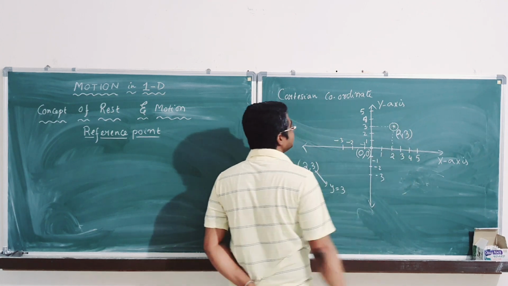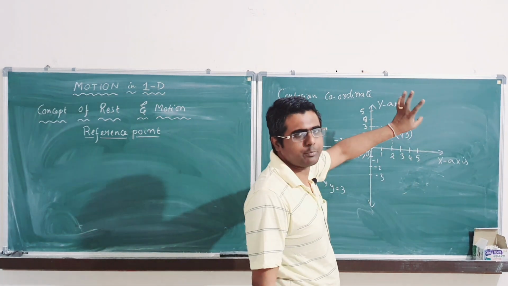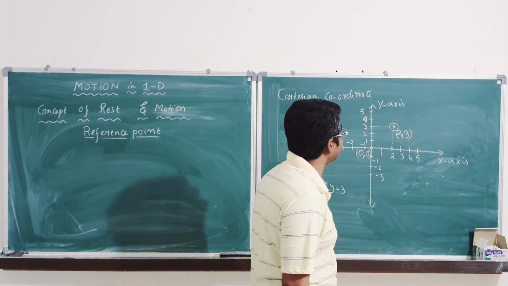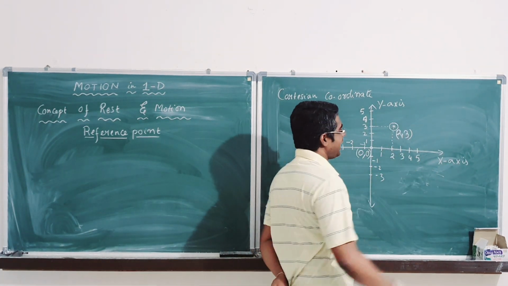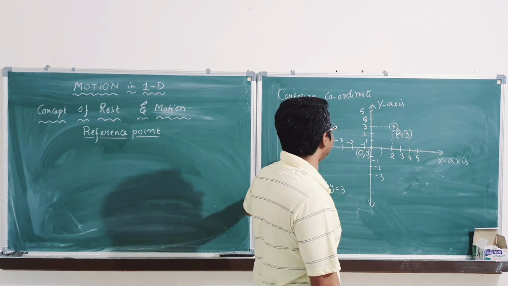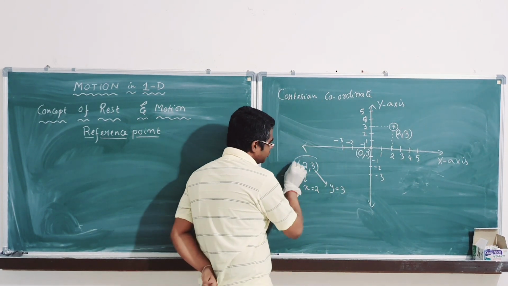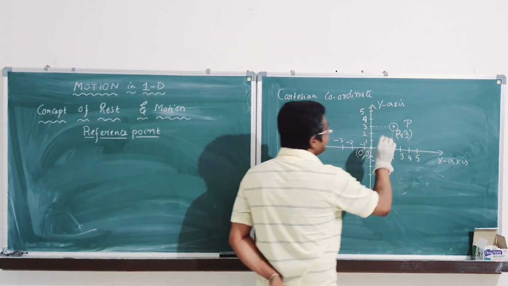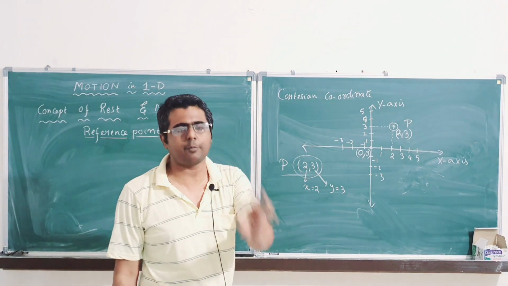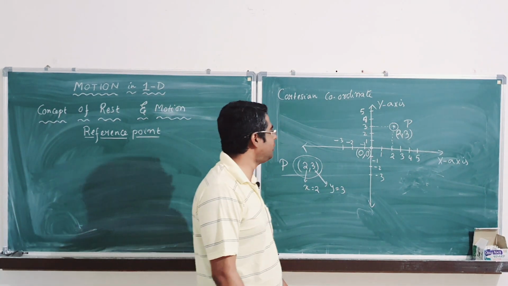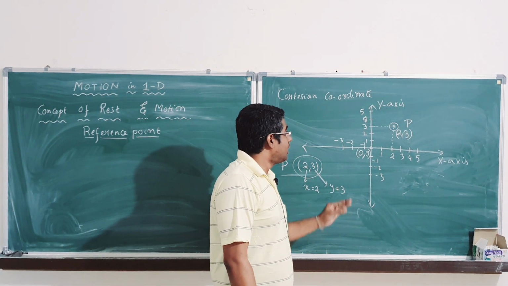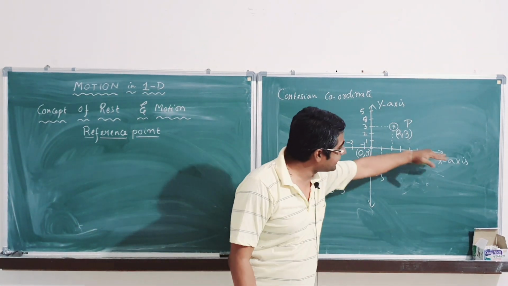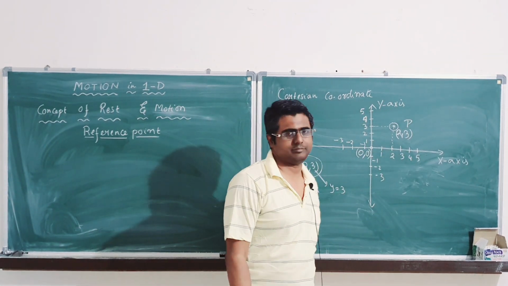Basically this is the position of a body, or the position of a point. So this is lying at what point? 2, 3. I will name this point P. To represent where exactly the location of P is, you have to use two dimensions. Two dimensions means one is the x dimension, another is the y dimension.